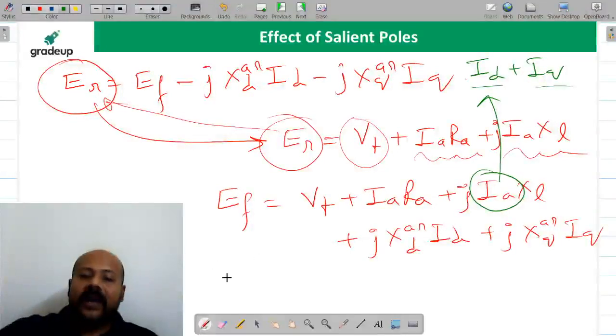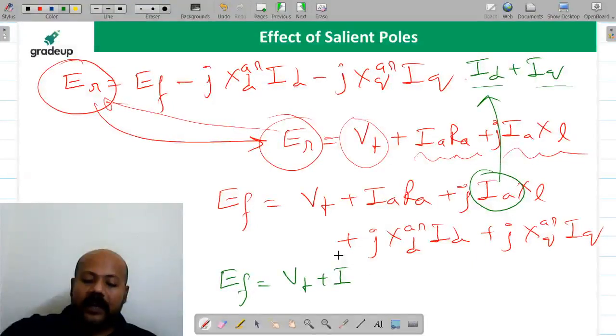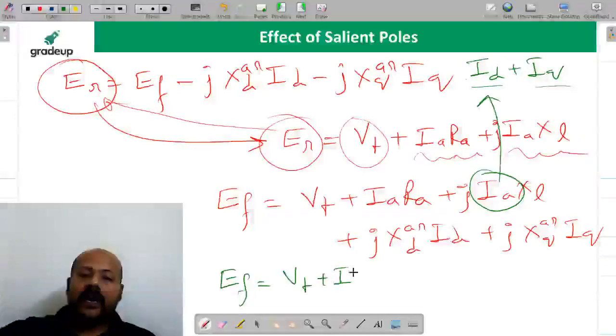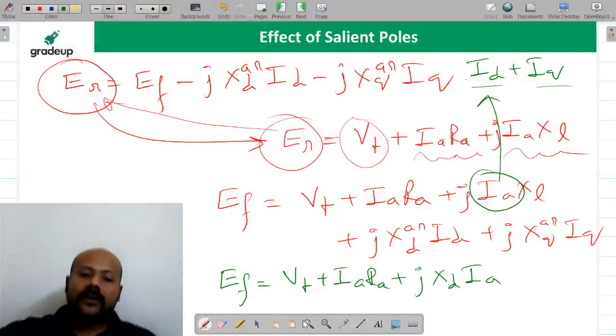So beta, we are writing this EF. I am writing the final equation. This is going to be VT plus, I am writing it like this. It is going to be IARA plus beta, this is going to be JXD and this is ID.